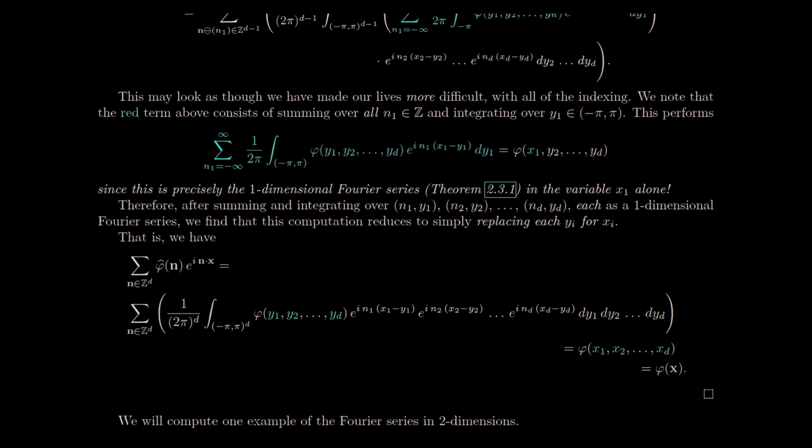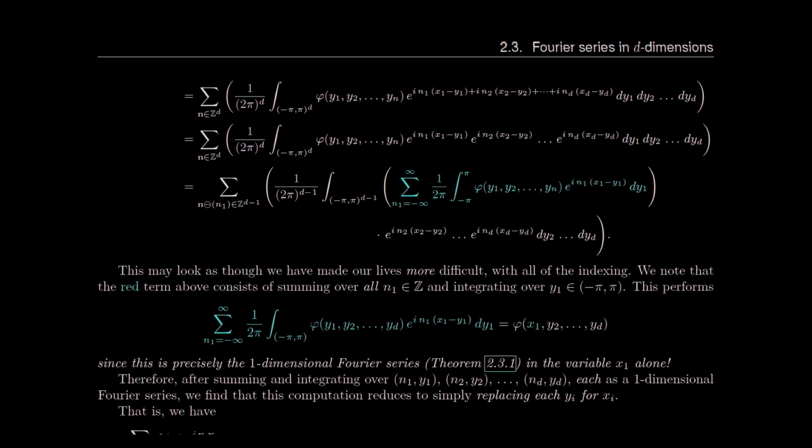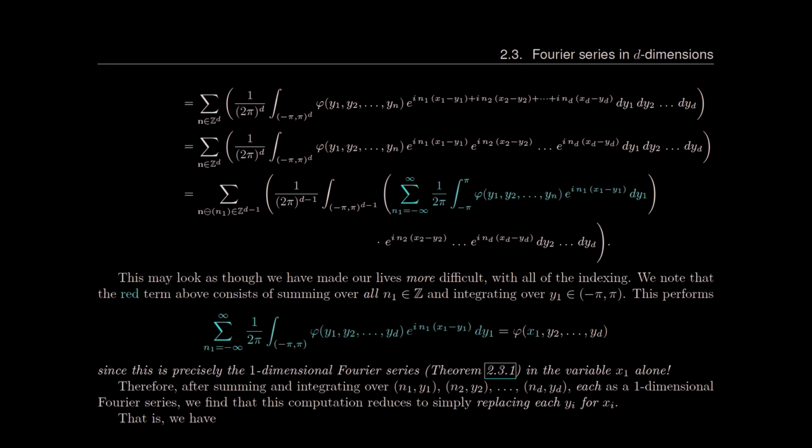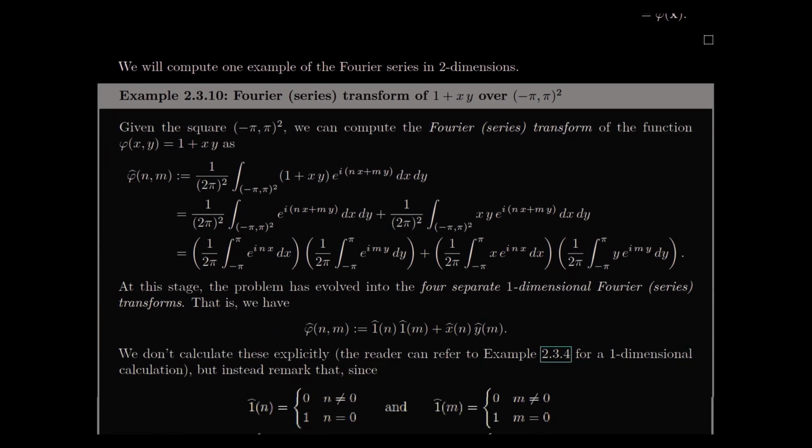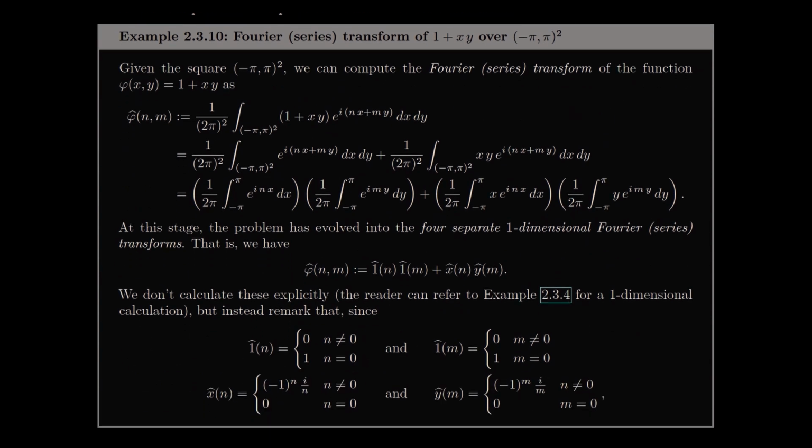And I go through the proof. I don't think anybody needs to see why the proof is true. It's basically that it just reduces down to a series of one-dimensional Fourier transforms in every single direction that you care about. But what I'm going to get to then is actually an example of computing this, because the computation isn't as bad as you might think.